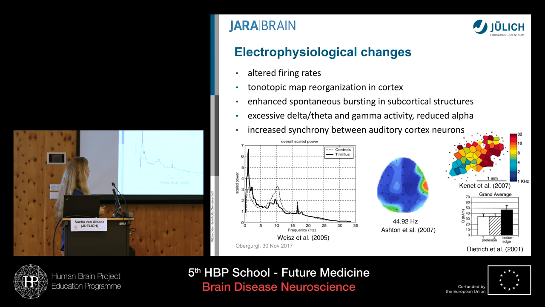There are changes in firing patterns, like enhanced bursting in subcortical structures. And then with MEG or EEG, there are changes in the oscillations that are seen, like excessive delta and theta activity and gamma activity and reduced alpha. So you see here, for instance, the dashed line is for controls and the solid line for tinnitus. And in tinnitus patients, there's increased power at low frequencies and reduced power at alpha. And this is another experiment, also EEG, where localized gamma hotspots were found over auditory cortex. And finally, there's increased synchrony between auditory cortex neurons, especially in the reorganized region.